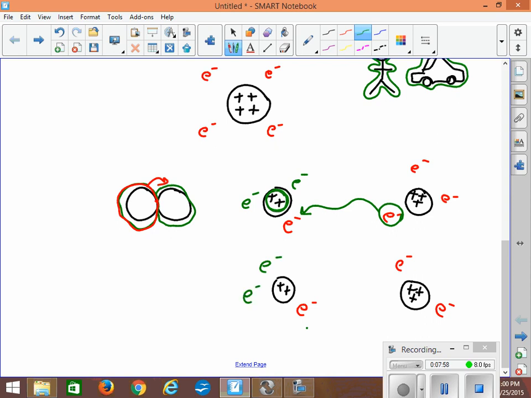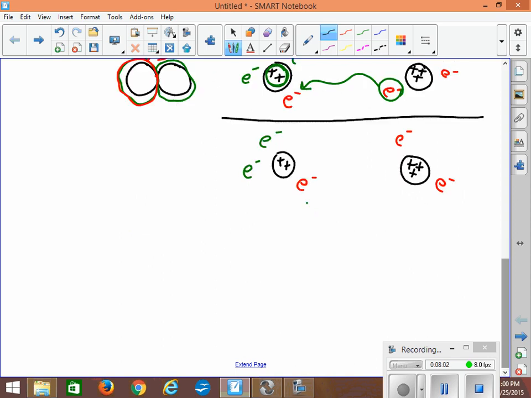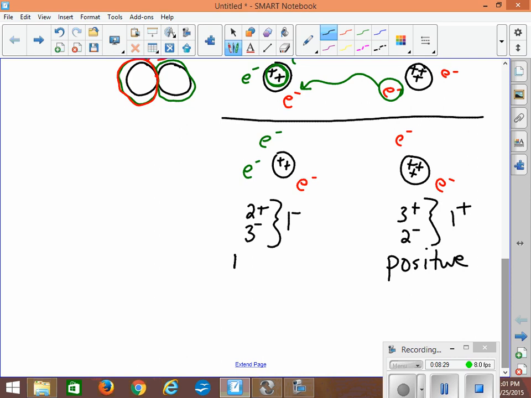Let's look at what's happened to these atoms. I'll draw a line here so we won't confuse the pictures. Add up the pluses and minuses. Here we have 2 pluses and we have 3 minuses, which means overall there's 1 minus left over. But here we have 3 pluses and 2 minuses, so that means that overall there's 1 plus left over. So you see what's happened? We now have created something that has a positive charge and something that has a negative charge.